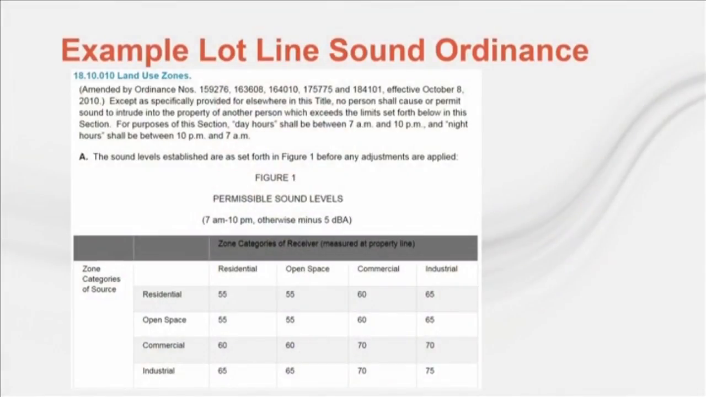For outdoor acoustics, local ordinance is likely the most common non-subjective measure to set sound levels. States and jurisdictions have the ability to create their own ordinances, so there's a lot of variation in how they're written. Typically, they will list a maximum sound pressure level measured at the lot line. Here's an example lot line sound ordinance from Portland, Oregon.